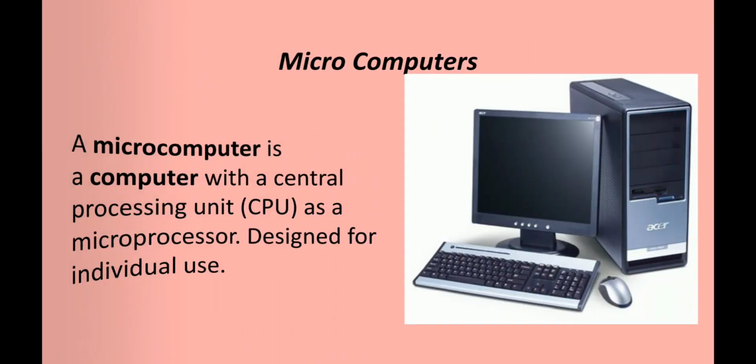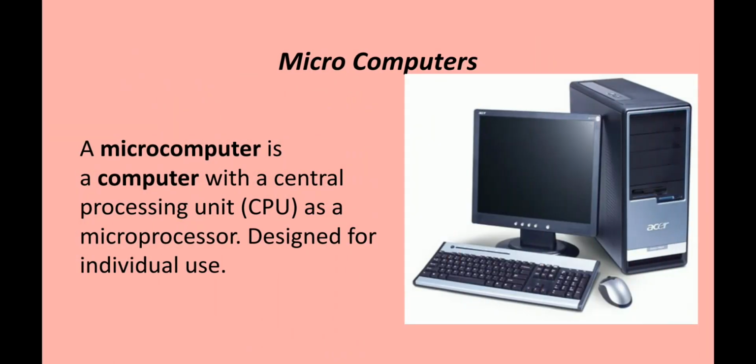The next one is the microcomputer. Microcomputer means your PC, your personal computer. A microcomputer is a computer with a central processing unit as a microprocessor, designed for individual use. These are the most common type of computers used by people today, whether in a workplace, at a school, or in a house. As you know, in your lab also a number of systems are placed, and each has the CPU, the keyboard, the monitor, and the mouse.